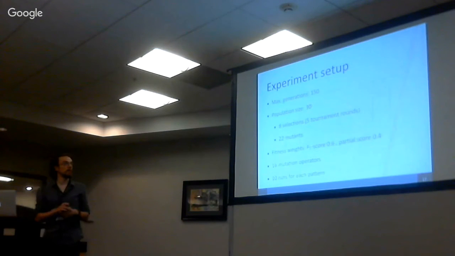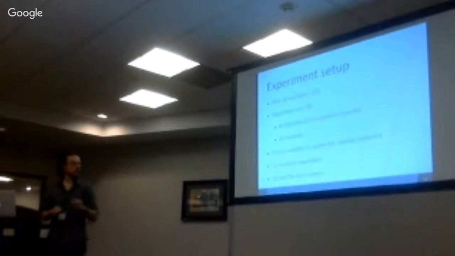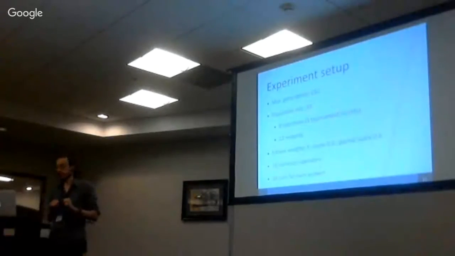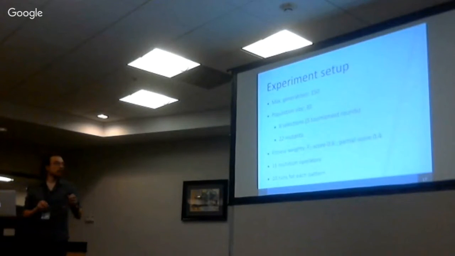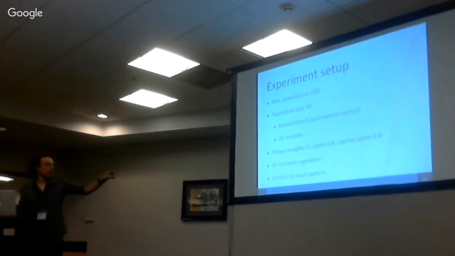So the setup is we ran it with a maximum of 250 generations. Our population size is rather low, it's just 30, because the calculation of the fitness of the template is rather expensive. The F-score got a weight of 0.6 and the partial score 0.4. We enabled most of our mutation operators, except for the ones that literally insert new code inside the template. This just isn't necessary because we're just trying to generalize a piece of code. We don't have to generate extra code, that's why we disabled them. And we perform 10 runs for each design pattern.